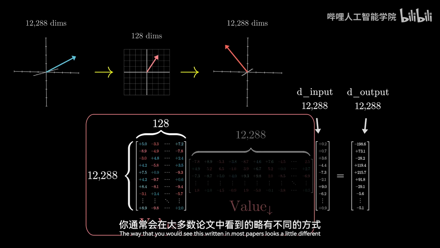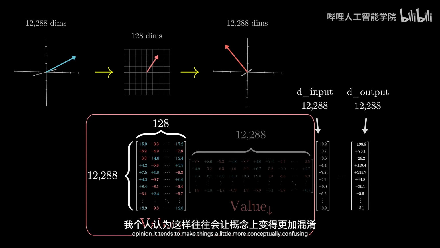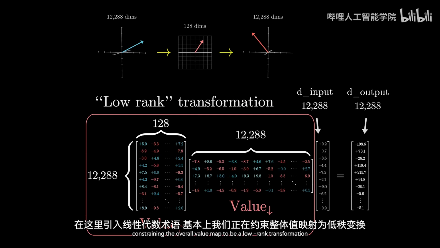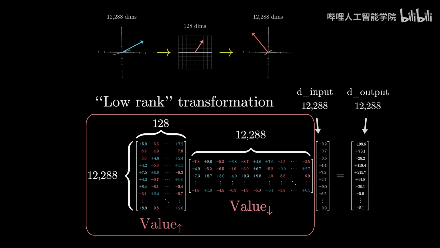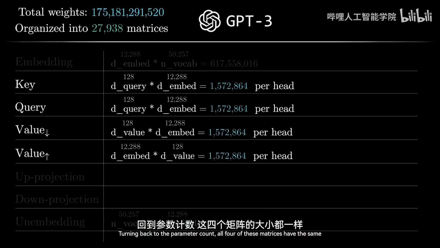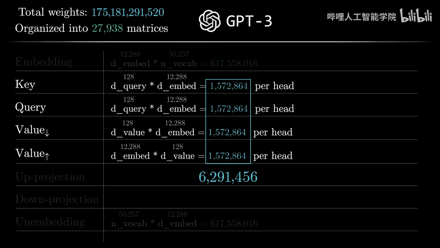The way that you would see this written in most papers looks a little different. I'll talk about it in a minute. In my opinion, it tends to make things a little more conceptually confusing. To throw in linear algebra jargon here, what we're basically doing is constraining the overall value map to be a low-rank transformation. Turning back to the parameter count, all 4 of these matrices have the same size, and adding them all up, we get about 6.3 million parameters for one attention head.